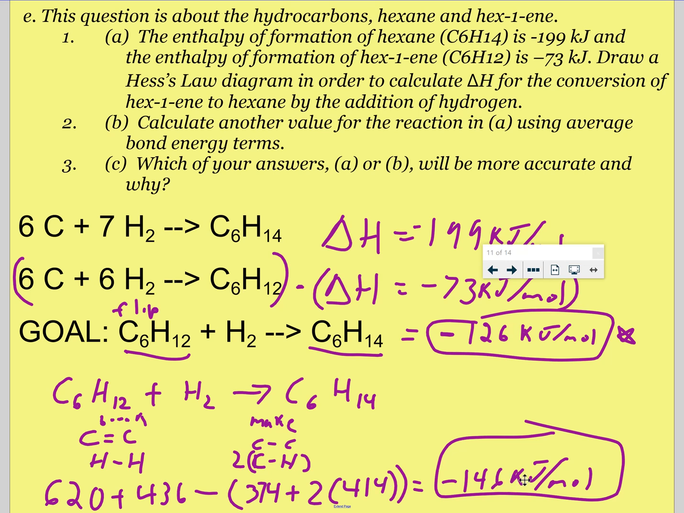So as was said multiple times, bond energies are an approximation, so they're the less accurate ones. So the first one is the one you want to go with.